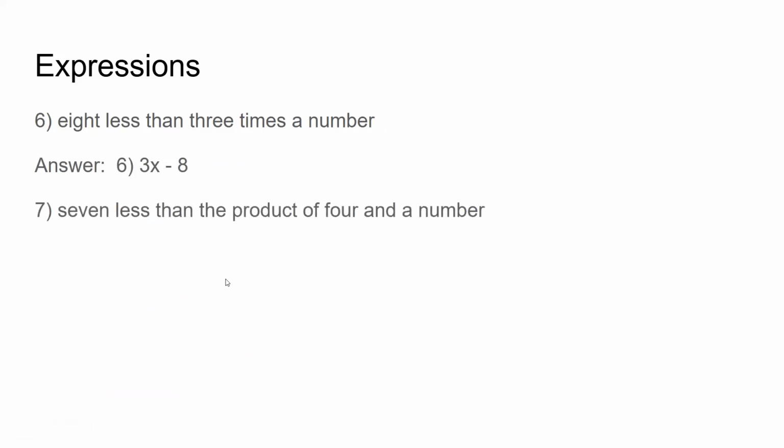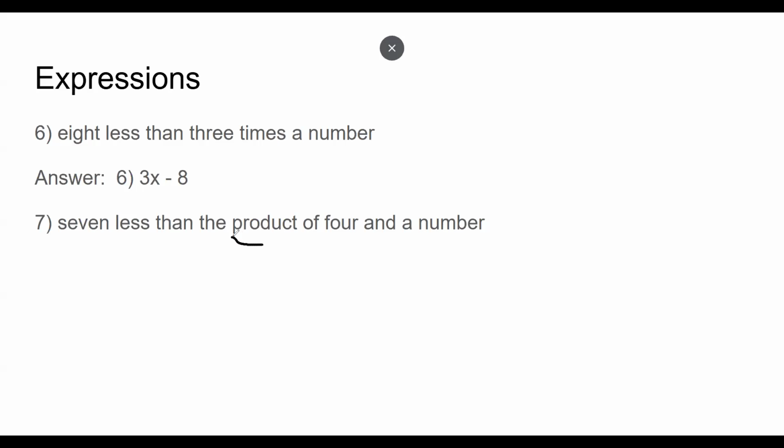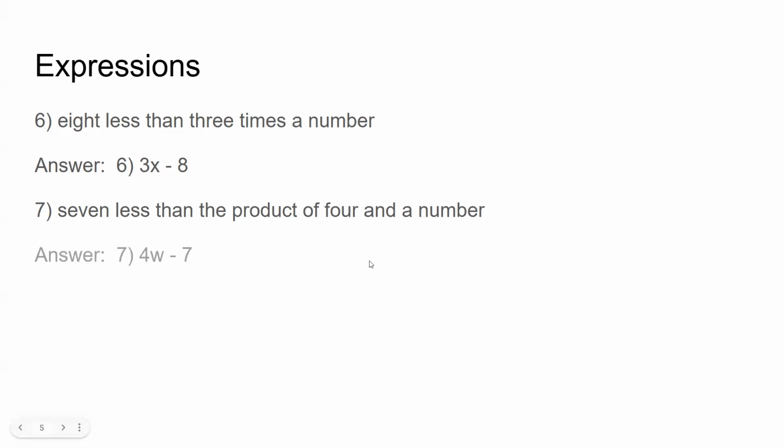7 less than the product of 4 and a number. Product here means times. So 4 and a number times. So it's going to be 4, I'm going to do W, and 7 less than that. So minus 7. And I use W on that also.